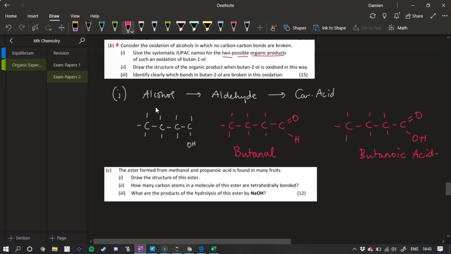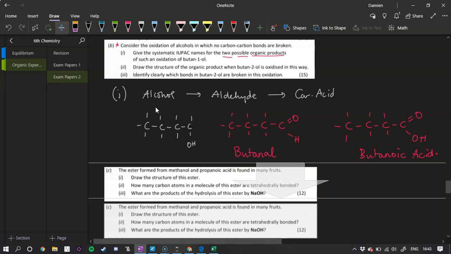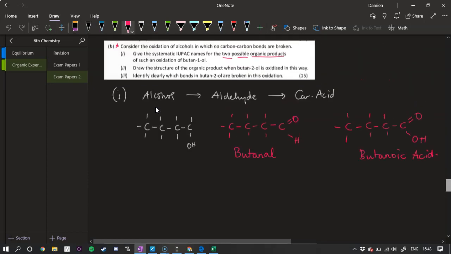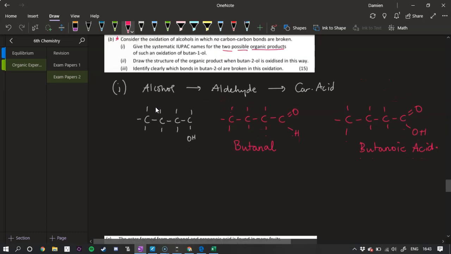Then it says draw the structure of the organic product when butene-2-ol is oxidized in this way. All right, so let's have a look at butene-2-ol. So butene-2-ol, 4 carbons for the bute. 2-ol means it's on the second carbon. Now I'm working from left to right here. It really doesn't matter which side you work from. This is your butene-2-ol.